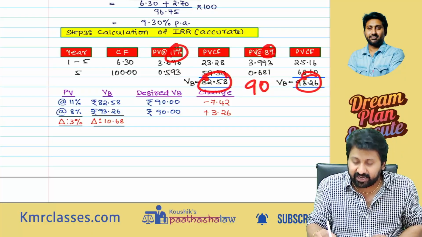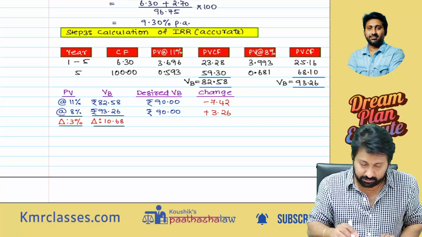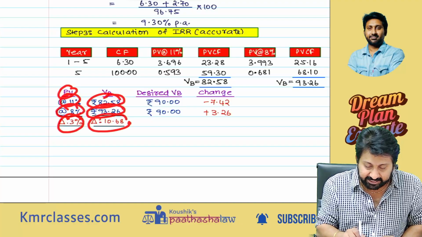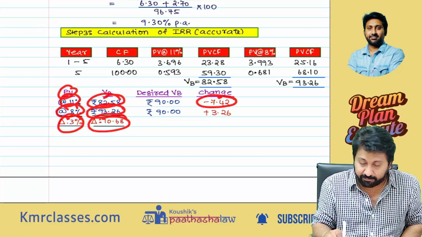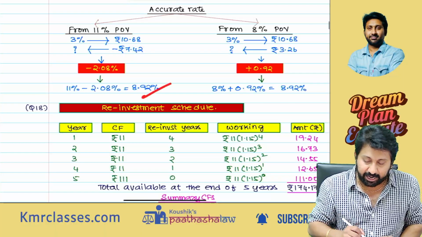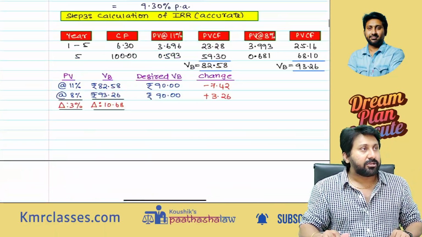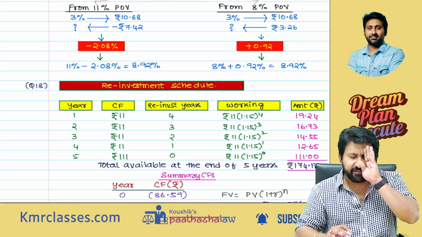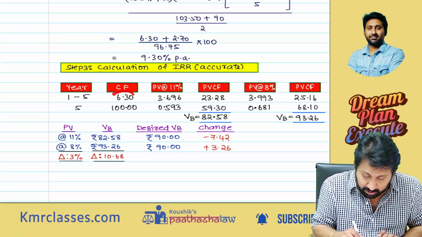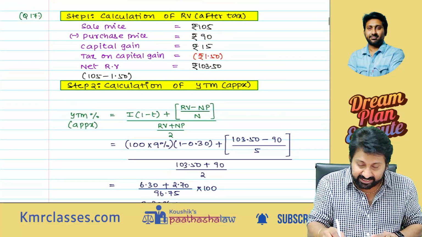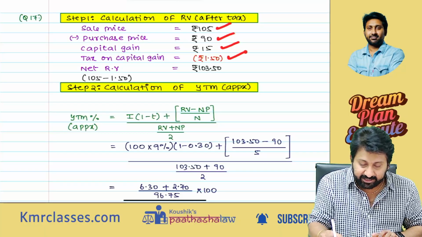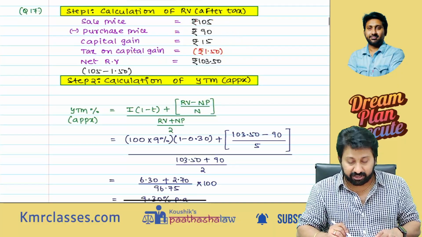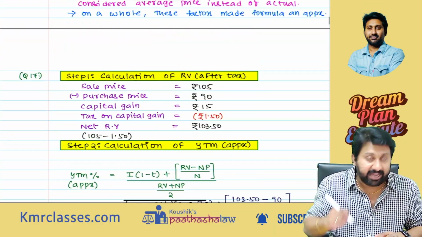So we want 90, and it will definitely be between 8 and 11. At 11% the price is this much, at 8% the price is this much. For a 3% change, the price of the bond changes by this much; for 7.42, how much will it change? 8.92, if you calculate on both sides. So 9.3 is approximate, 8.92 is accurate. Very, very important. Next, you are taking 6.3 here. Why? Sale price, purchase price, capital gain, tax on capital gain: net redemption value is 105 minus 1.5, 103.5. You should take the same in the below table.